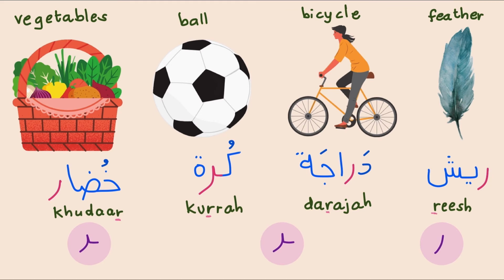Next word, Kurra, Kurra. Over here, the Ra will join hands with the Kaf and will never join hands with the letter after it. Last word, Khudar, Khudar. Ra at the end, but there's Alif before it, and Alif will also not join hands with the letter after it. That is why Ra is by itself with no little hands.